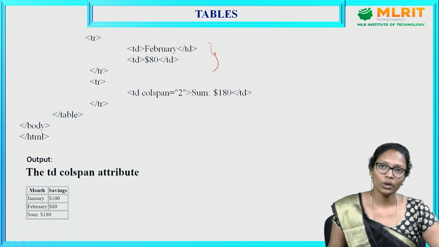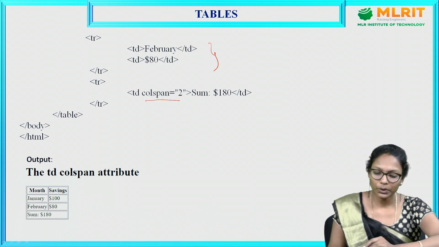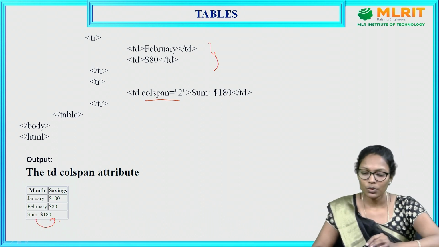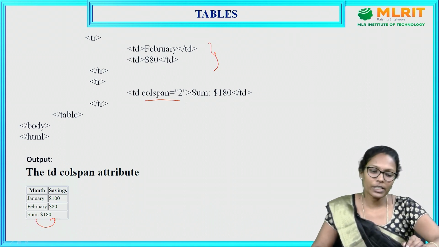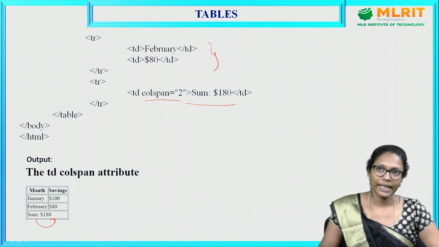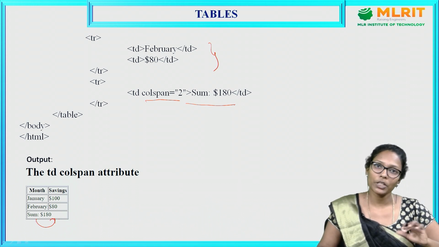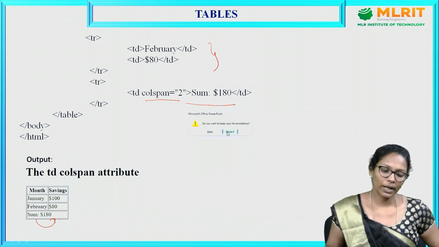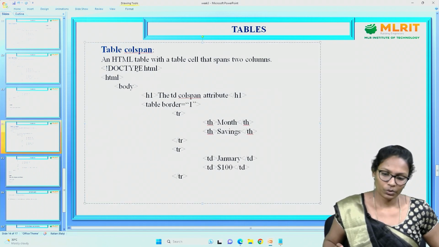And in the last row, I just want to merge those two columns. So what you're doing here, you're using colspan. That means the two columns will be combined here. See, if you observe the output, this is the output for your program. The two columns you are merging, and in that merged column, you are displaying the sum as $180. In the previous program we merged the two rows. So if we want to merge the columns, you need to use colspan. If we want to merge the rows, you need to use rowspan. We will see the output for this.